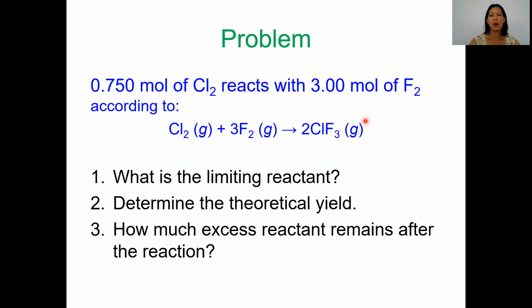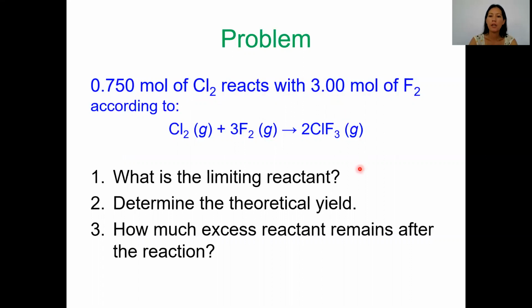This is a problem that we're going to go through, and this involves chlorine reacting with fluorine gas to give chlorine trifluoride. So I have a balanced equation below. You can check that. It is correctly balanced. And these again are relative numbers, so these aren't the real moles used. The real moles are given up here. I'm going to react 0.750 moles of chlorine with 3 moles of fluorine.